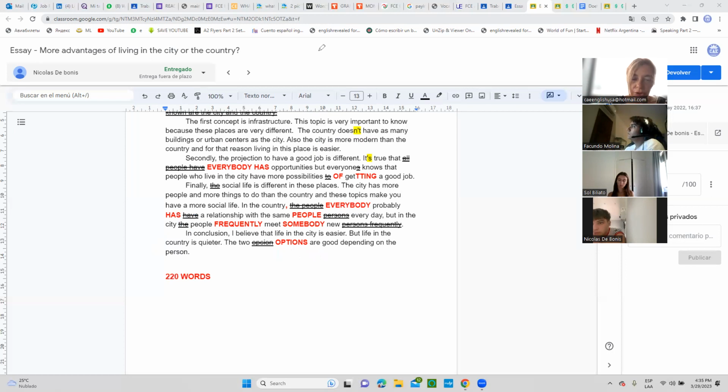In conclusion, I believe that life in the city is easier, but life in the country is quieter. What word can we use to replace "but", Nico? However. However, or whereas. No, because here it's a contradiction. In conclusion, I believe that life in the city is easier. However, comma, life in the country is quieter.